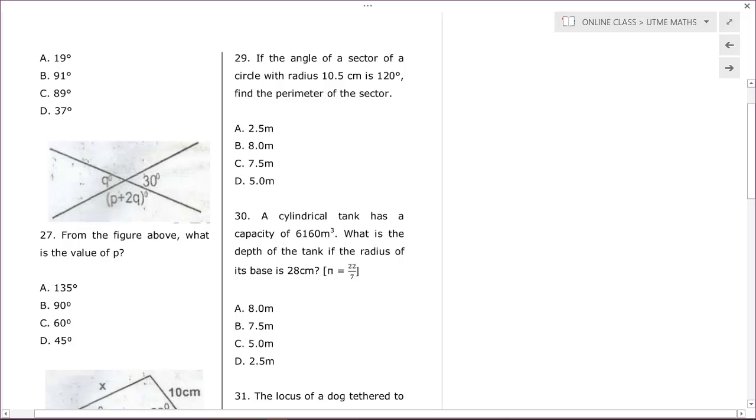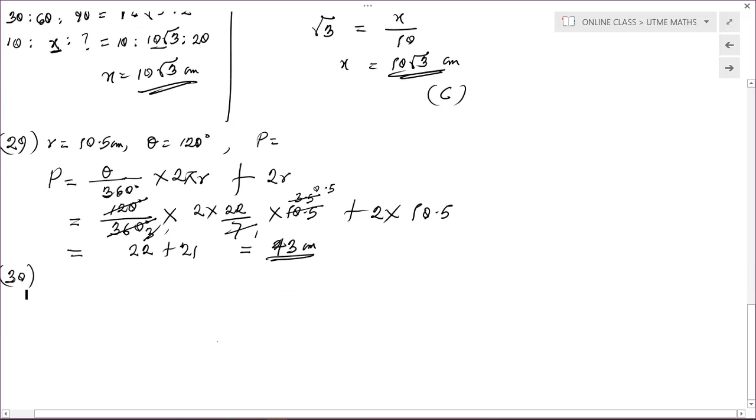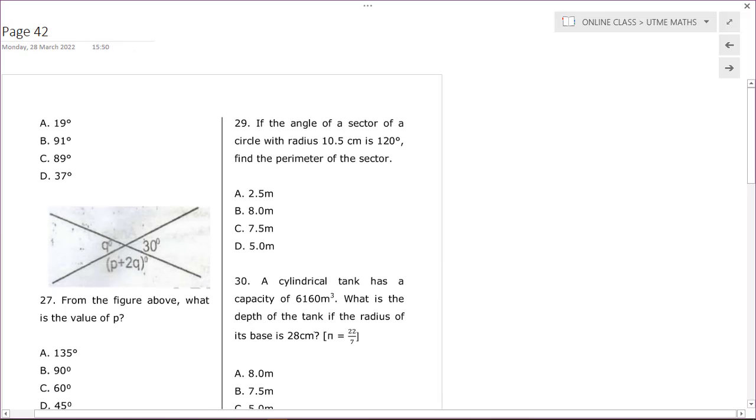A cylindrical tank has a capacity of 6160 cubic meters. What is the depth of the tank if the radius of the base is 28 centimeter? Pi equals 22 over 7. So we have the volume here. We are given the volume of the tank to be 6160 square meter. Radius is 28 centimeter. Pi is 22 over 7. We are to calculate the height. That's the depth. When you say depth, it means the height.